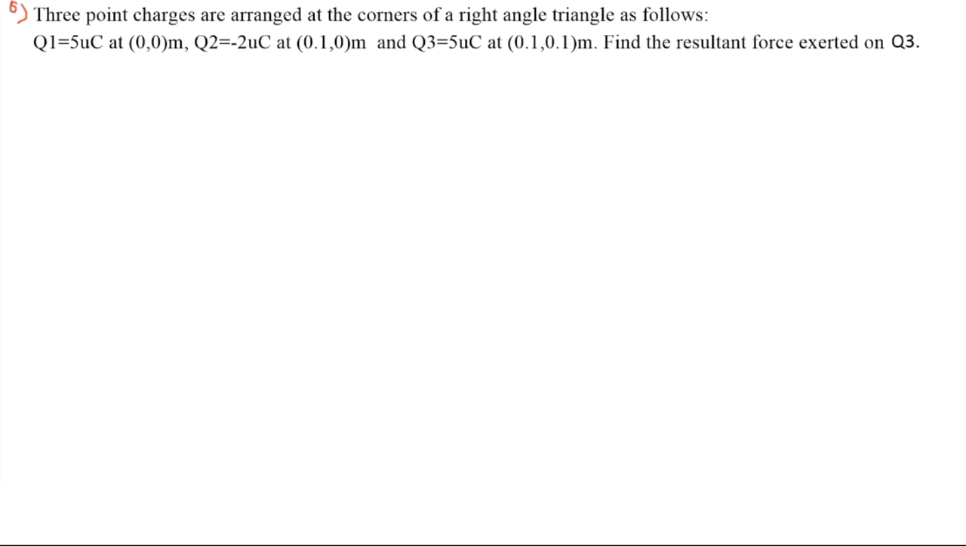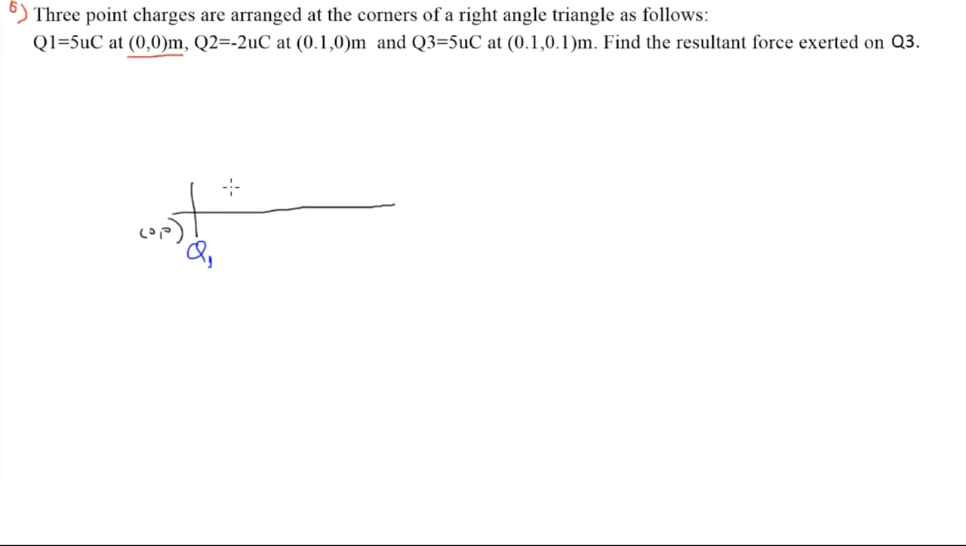Point charges are charges that are very small, like an atom. So three point charges are arranged at the corners of a right angle triangle. Let's draw a right angle triangle. The coordinates are given: q1 is 5 microcoulomb at (0, 0) meters. Let's say this is the origin of the x-axis. Of course, this is 0,0, the location of charge q1, which means it is at the origin.